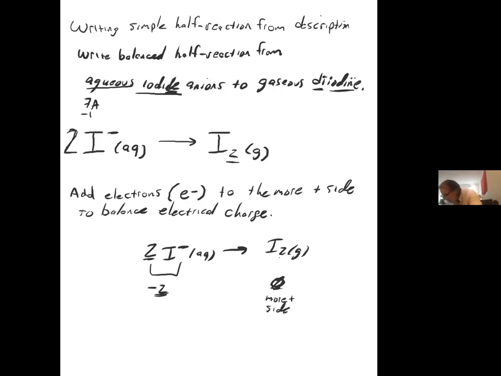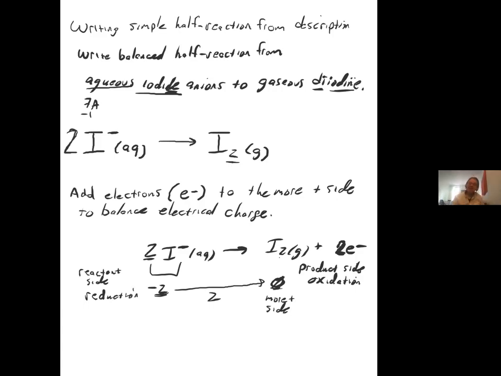So how many do we add? You just look at the difference in charge. That's a difference of 2, right? -2 is more negative by 2. So you put 2 electrons. And if the electrons are on the product side, that's oxidation. If the electrons are on the reactant side, then the reaction is reduction.